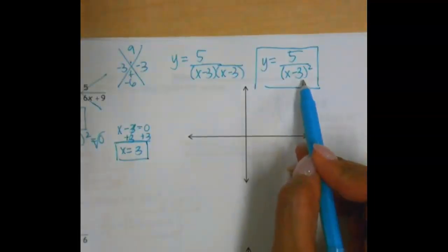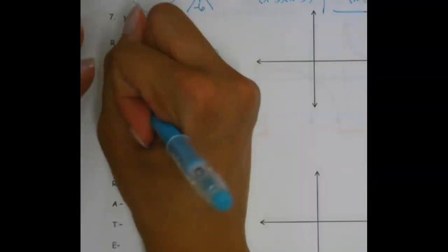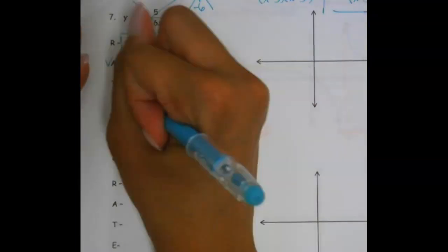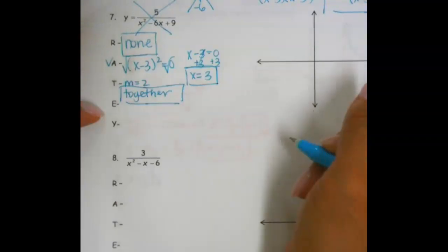The only thing that I'm worried about is this denominator is now squared. What does that mean about your multiplicity, Andrea? What is that going to be? Your multiplicity is 2, which means it's what? Together. Perfect.